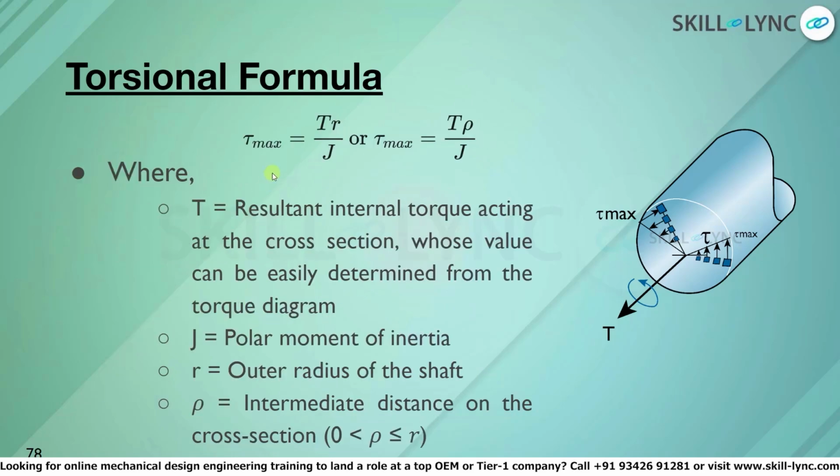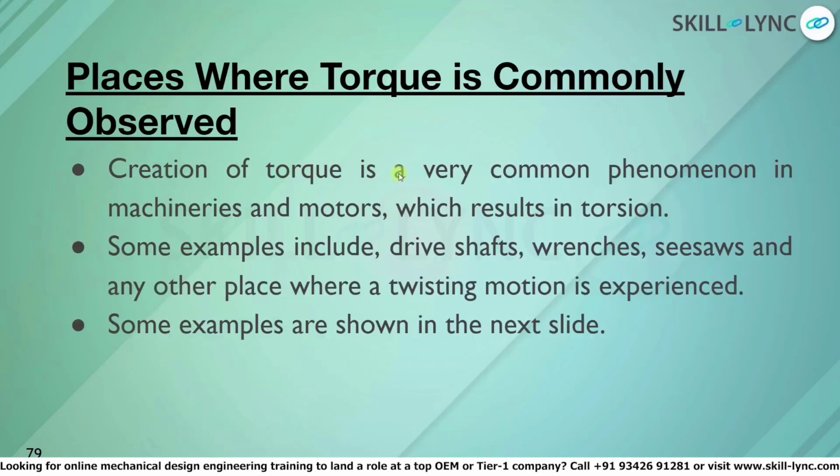shear stress. Now we can see the formula here, and in this formula T is the resultant internal torque acting at the cross section, whose value can be easily determined from the torque diagram. Next, J is the polar moment of inertia, which can also be called the section property of the given material. R is the outer radius of the shaft, and rho can be the intermediate distance on the cross section. So basically rho can vary from 0 to R.